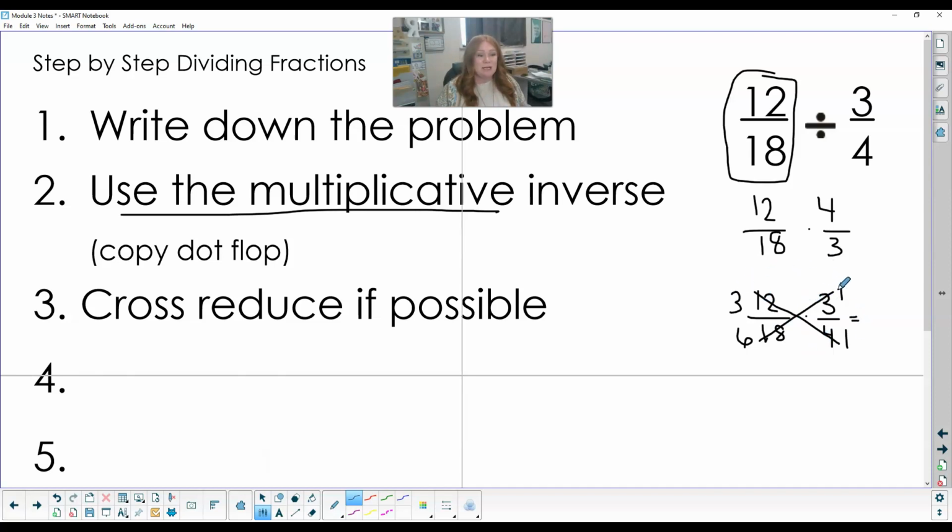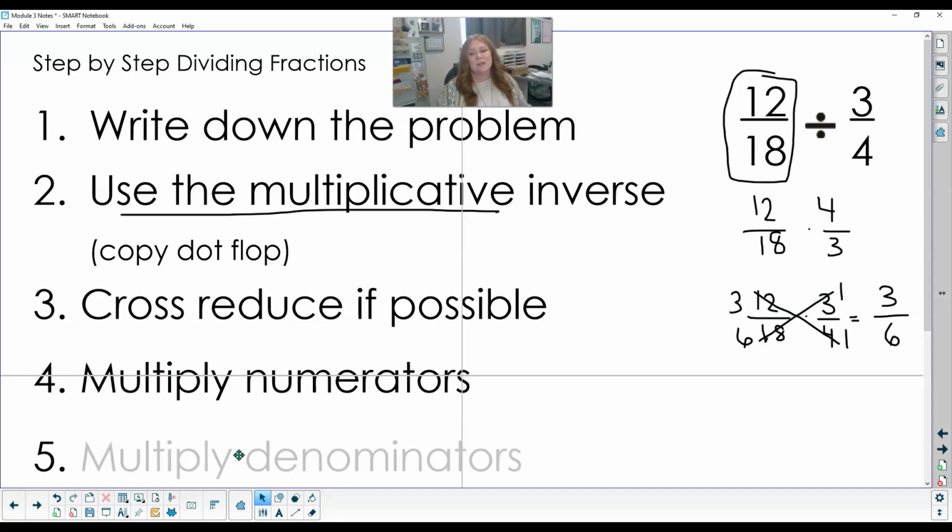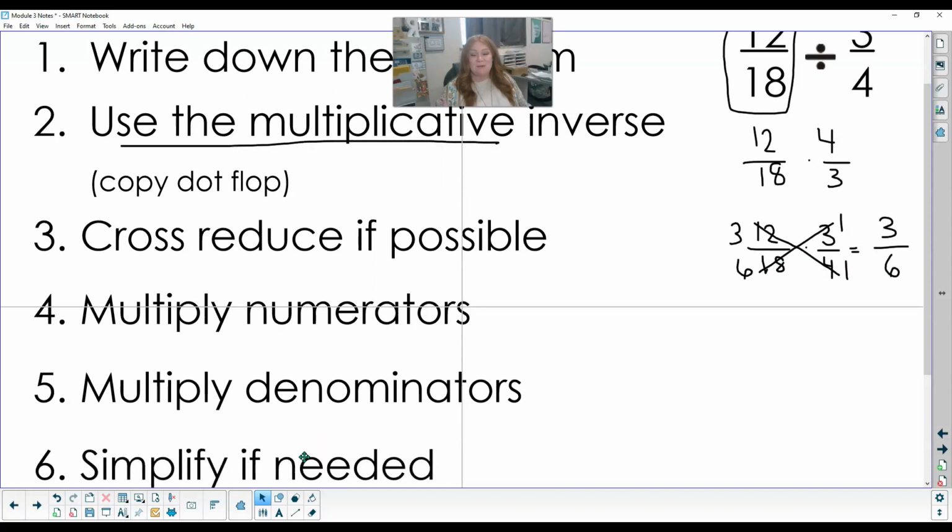So 3 times 1 is 3. 6 times 1 is 6. So now I'm to 3, 6. Oh, I skipped some steps here. So multiply the numerators. 3 times 1 is 3. Multiply the denominators. 6 times 1 is 6. And then finally, we want to simplify if needed. So I have 3/6 right now.